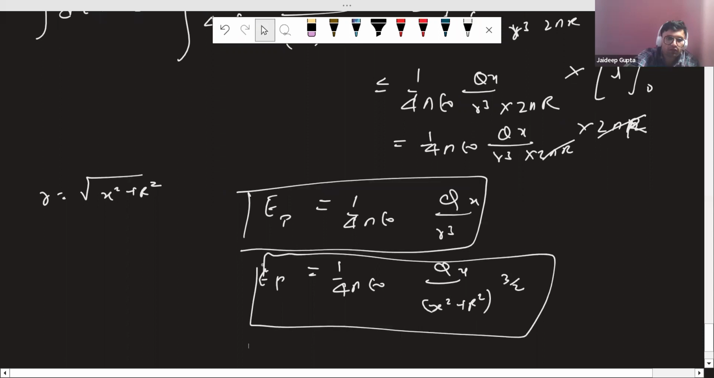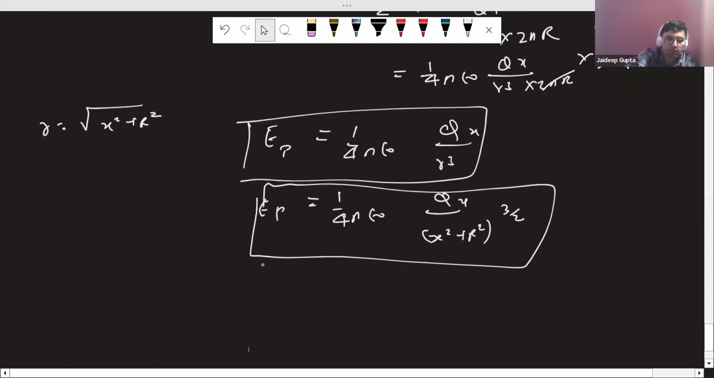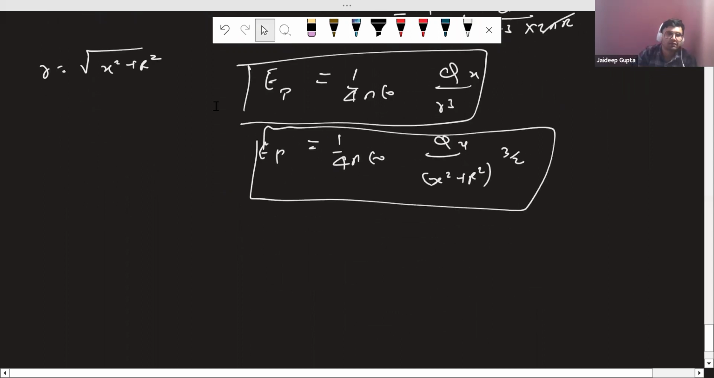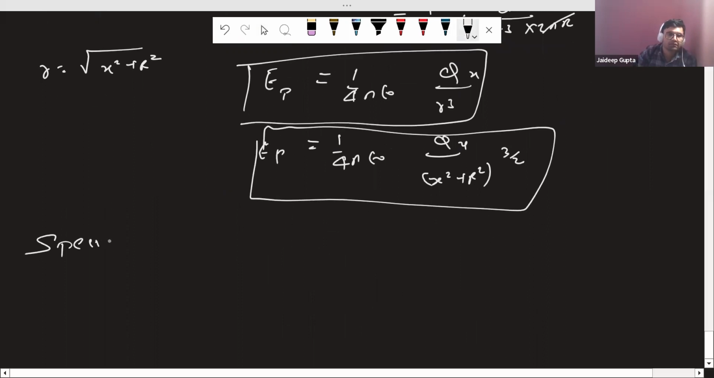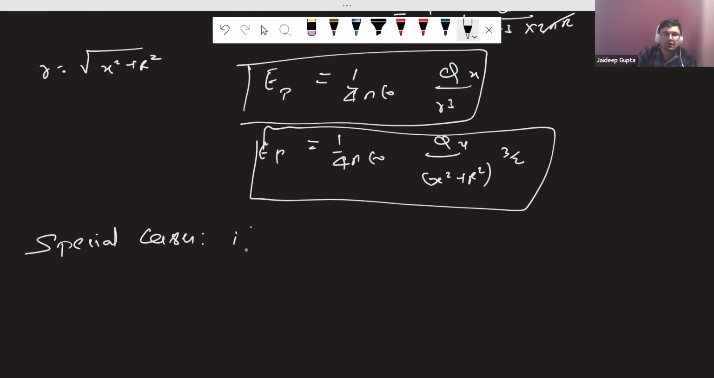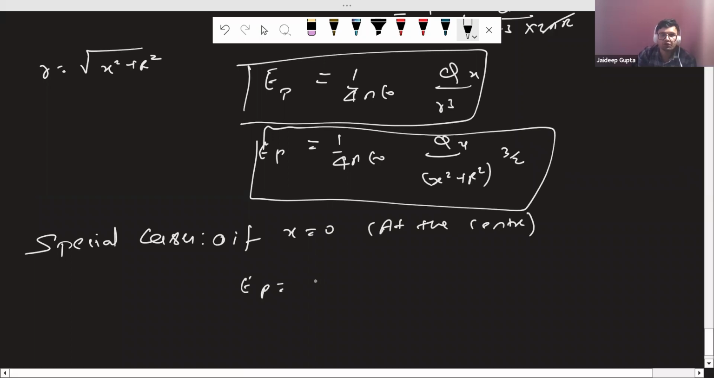Now further, if x is 0, it means the electric field at the center. So EP will come out equal to 0. Fine.